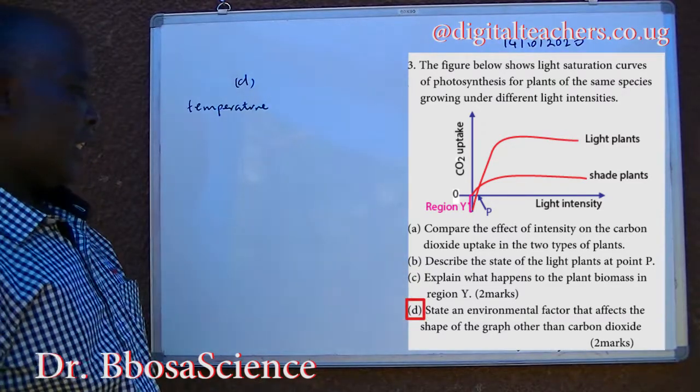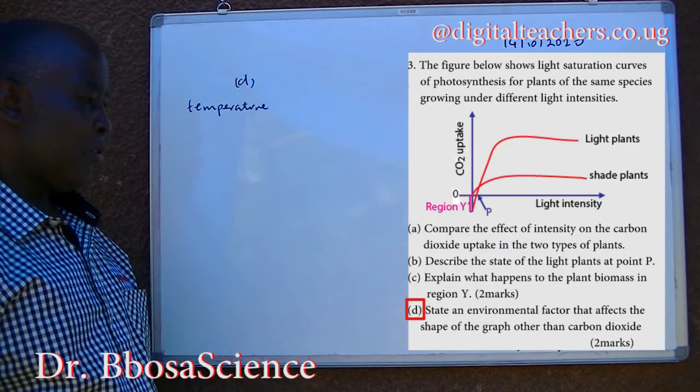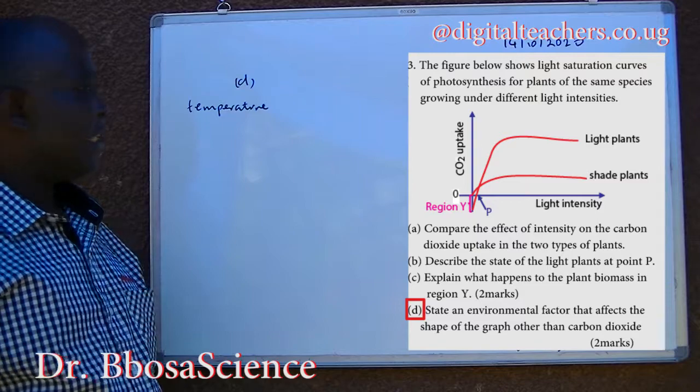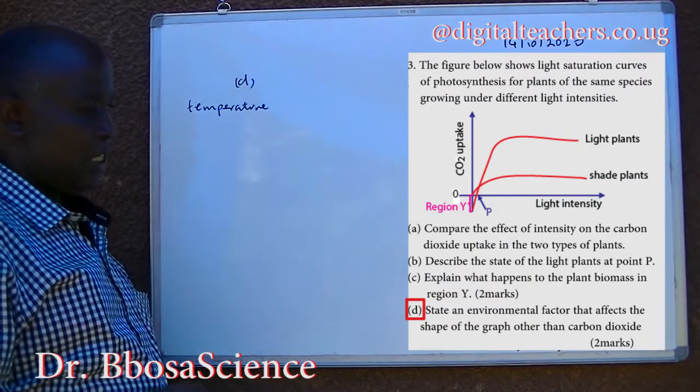D. State an environmental factor that affects the shape of the graph other than carbon dioxide. That is temperature.